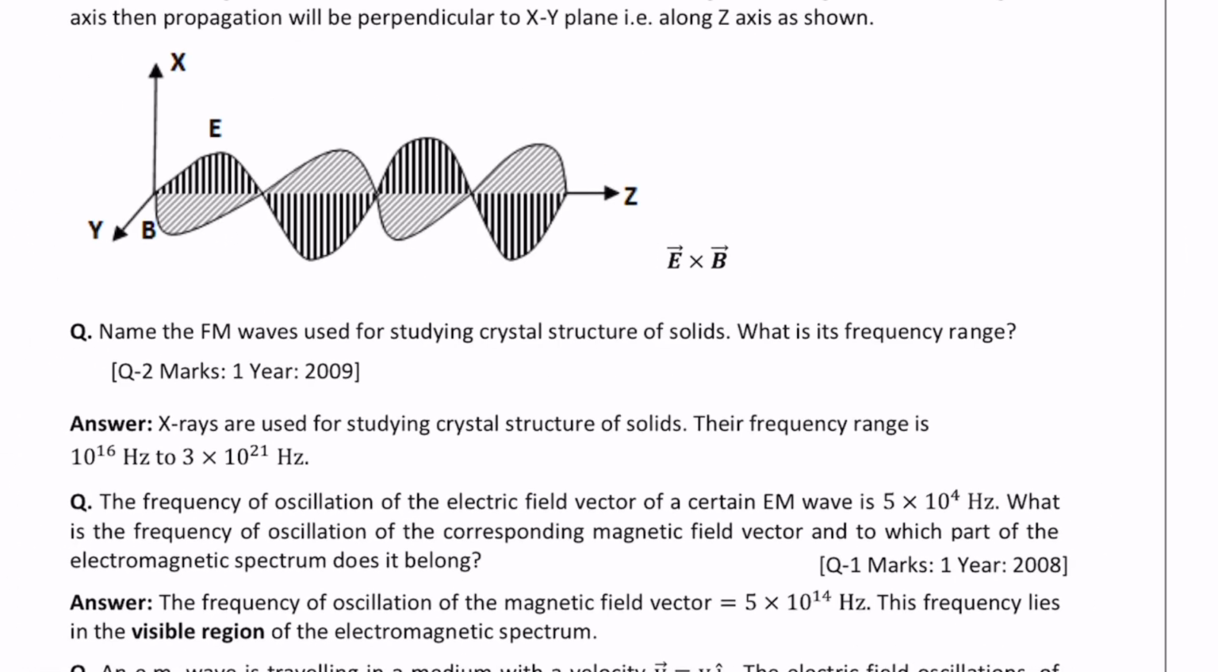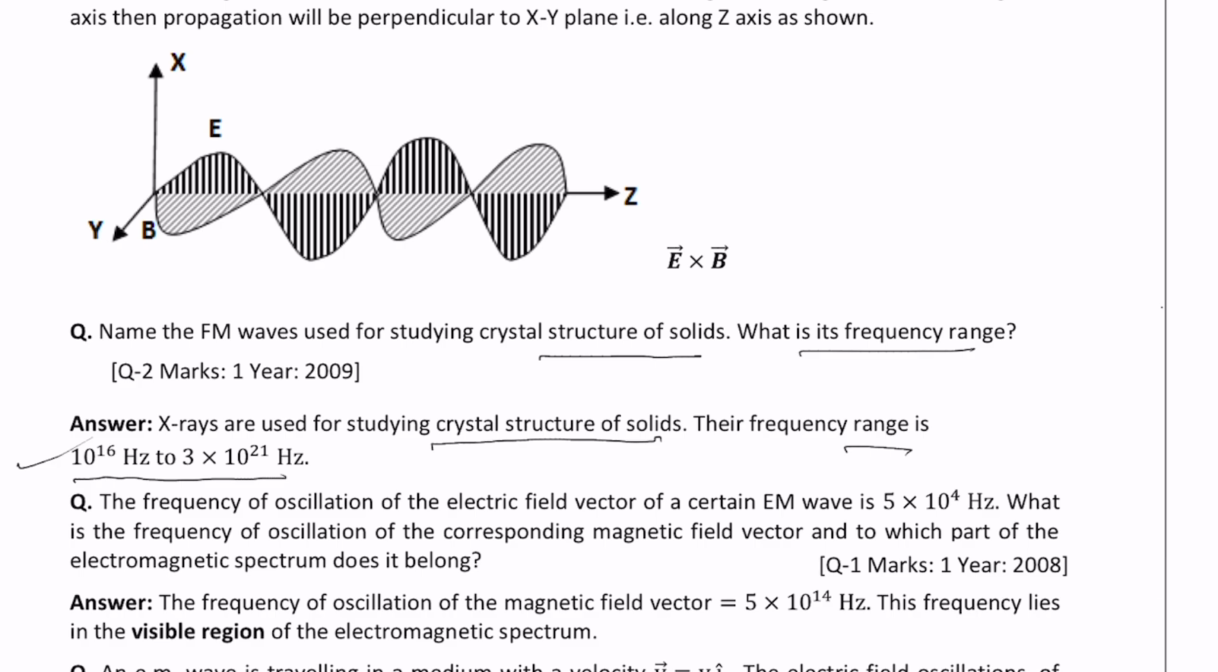Name the EM waves used for studying the crystal structure of solids. What is the frequency range? X-rays are used for studying the crystal structures of solids. The frequency range is 10 to the power 16 Hz to 3 into 10 to the power 21 Hz. This you have to remember.